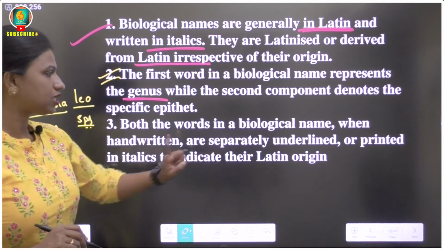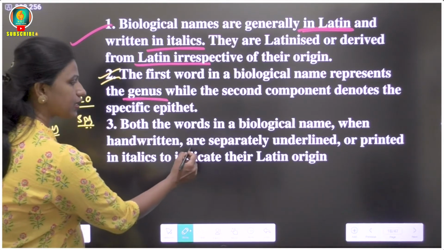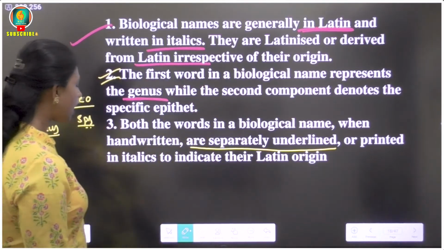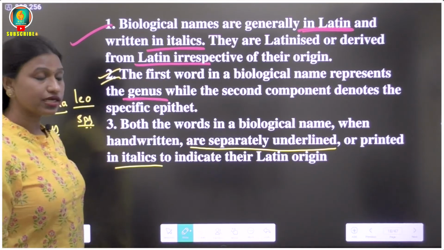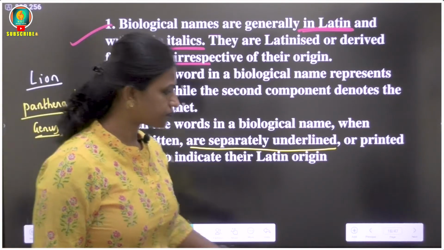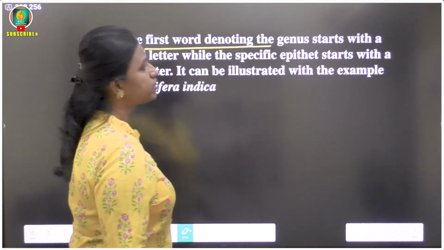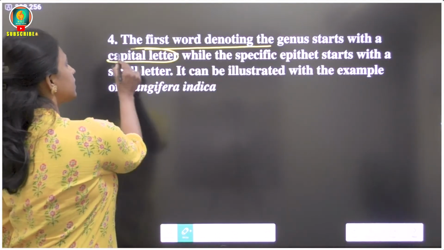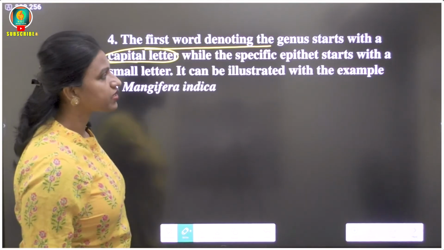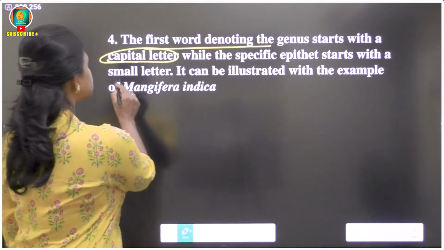Both the words in the biological name, in the sense scientific name, are handwritten separately underlined, or printed in italics to indicate their Latin origin. And the fourth point is, the first word denoting the genus starts with a capital letter, while the specific epithet, meaning the species name, starts with a small letter.